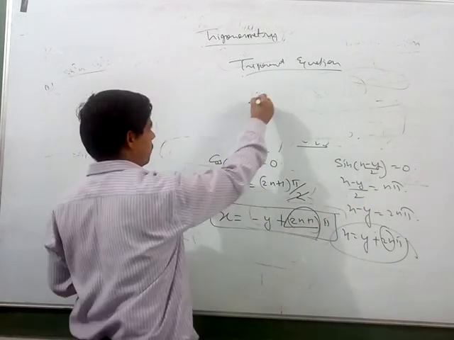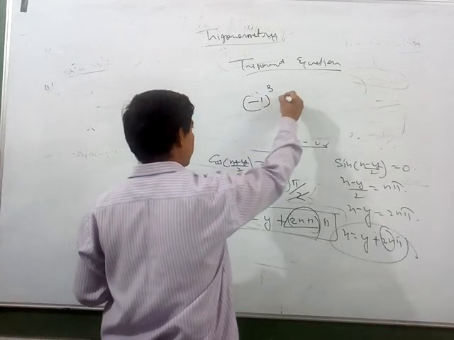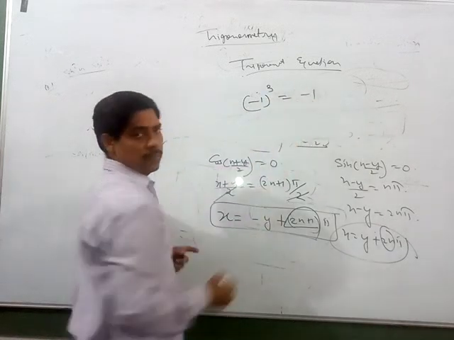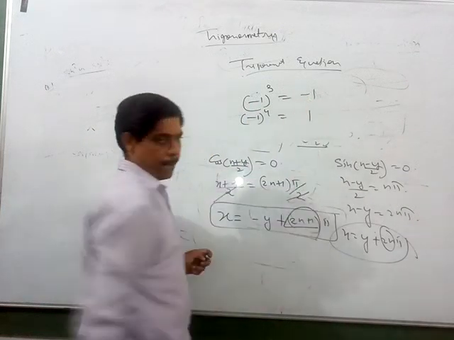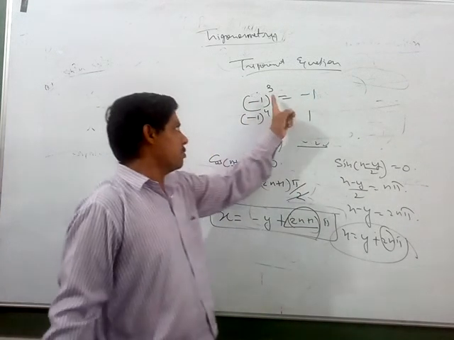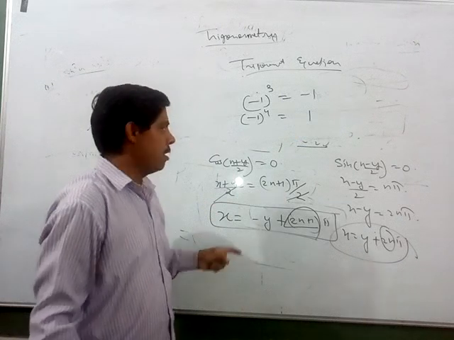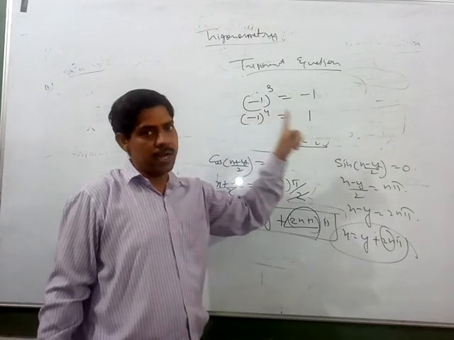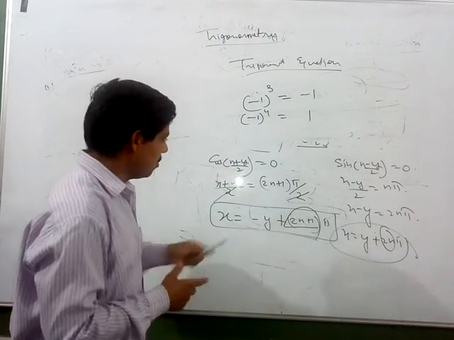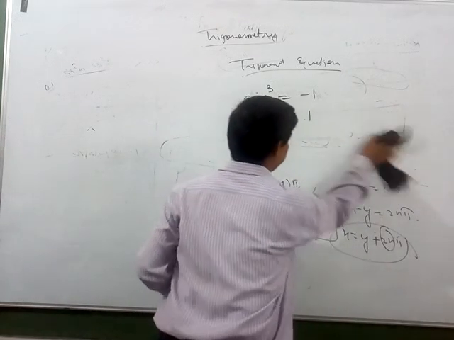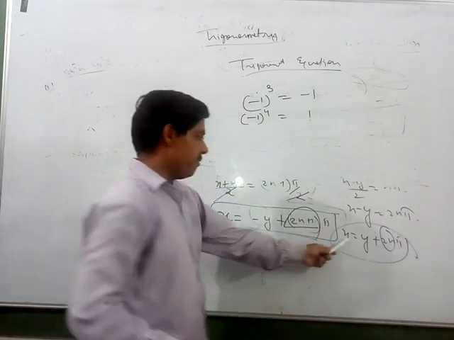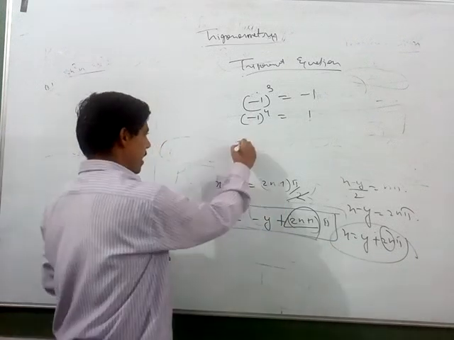Minus 1, if you raise it to some odd power, you get minus 1. But if you raise it to some even power, you get plus 1. Minus 1 to the odd power gives minus 1, and minus 1 to the even power gives plus 1. So this is the concept we will use here. And instead of writing two different answers, we will combine the answer in one step like this.